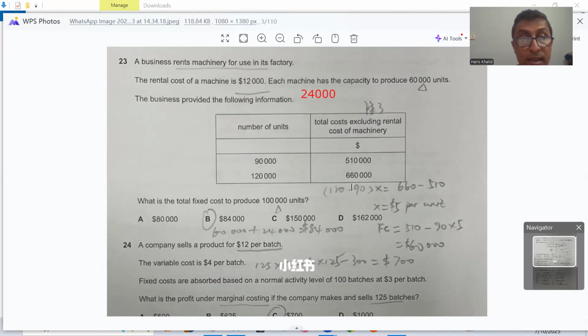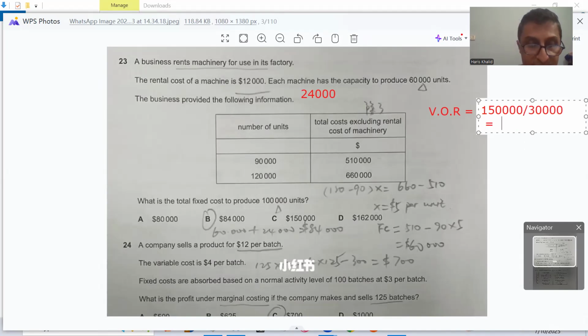So what we are going to do? Change in cost divided by change in units. This is how we are going to find the variable overhead rate, which will not change for any level of activity. Change in cost, 6,60,000 minus 5,10,000. That is going to be how much? I think that will be 1,50,000. Change in cost is 1,50,000 divided by change in units, which is 30,000. So the variable overhead rate is going to be 5.